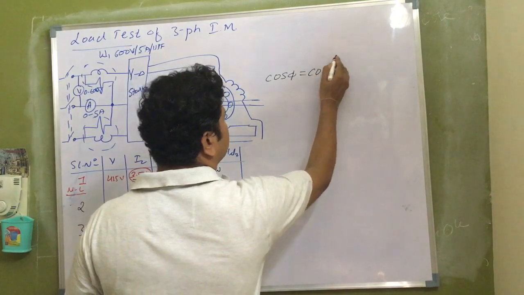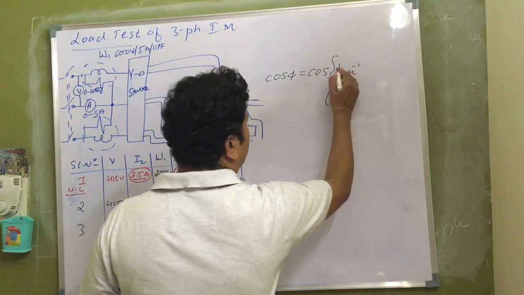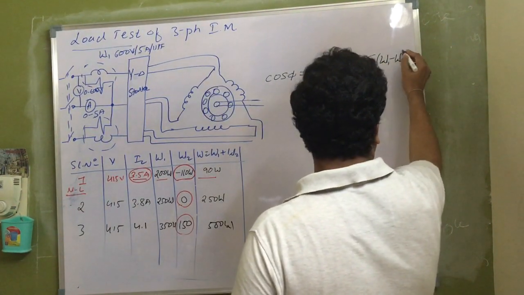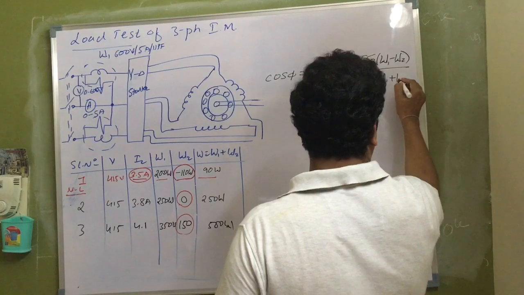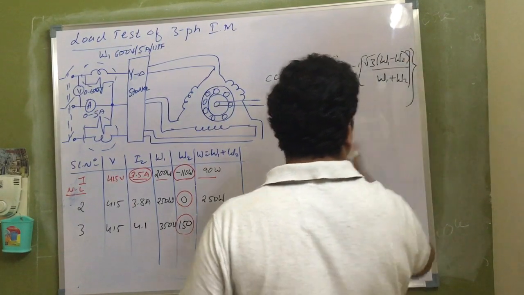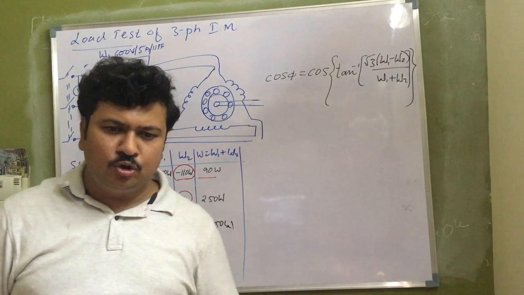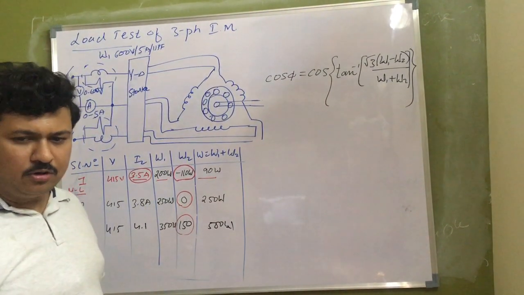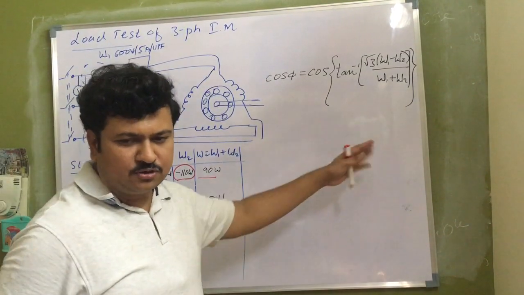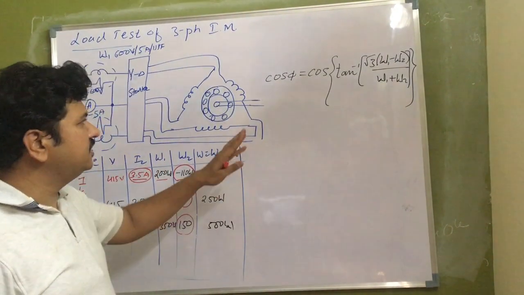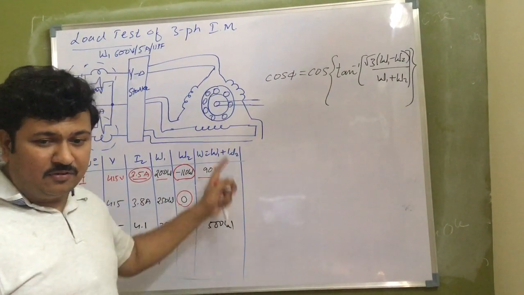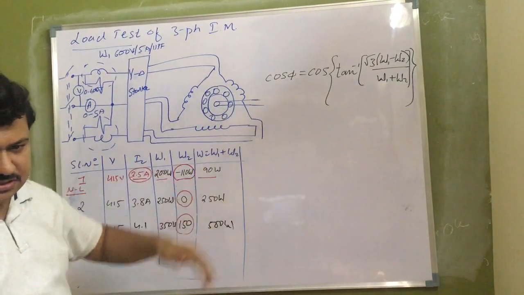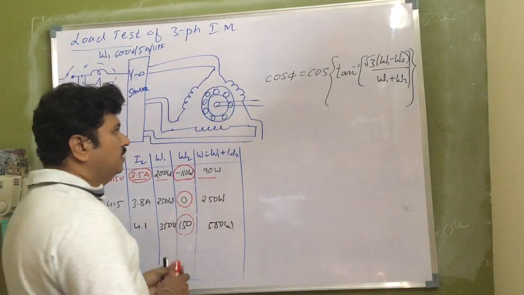cos of tan inverse of root 3 (W1 minus W2) by (W1 plus W2). This is the equation of power factor in 2 wattmeter method. I will not go in detail into the derivation of what happens when power factor is so and so. I will directly mention the values and I will tell how the power factor of induction motor varies, because we are interested in induction motor rather than wattmeters. Wattmeters we have already studied.